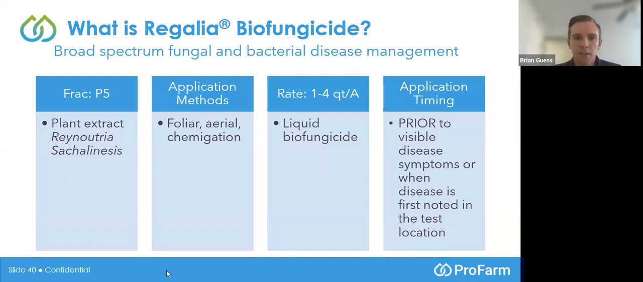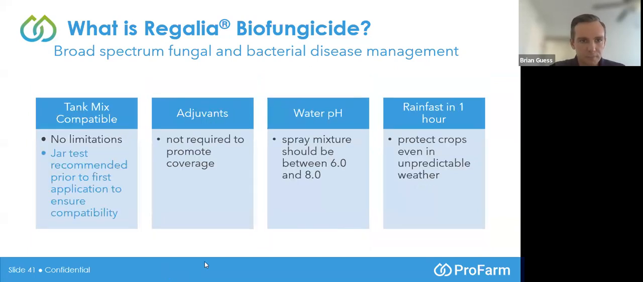The recommended rates are 1 to 4 quarts per acre. Regalia is a liquid product that mixes easily in the tank and stays suspended in solution. And then the application timing, because it is not a contact kill fungicide, we recommend as a preventative spray or at first signs of disease incidence is when you'll want to apply and use Regalia in your operation.